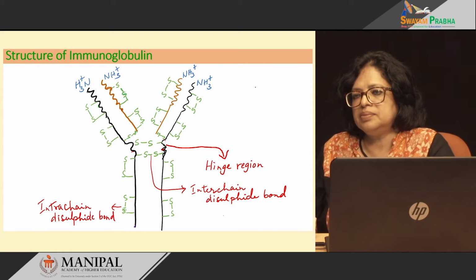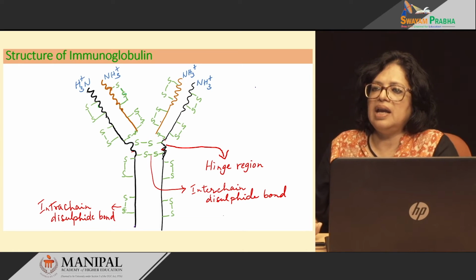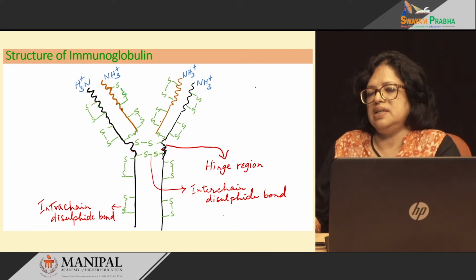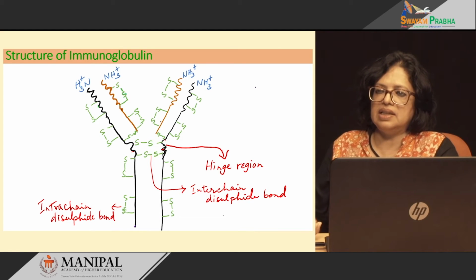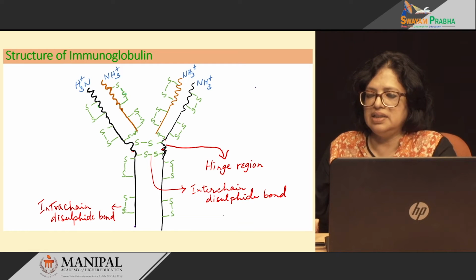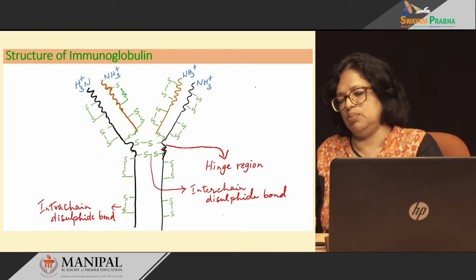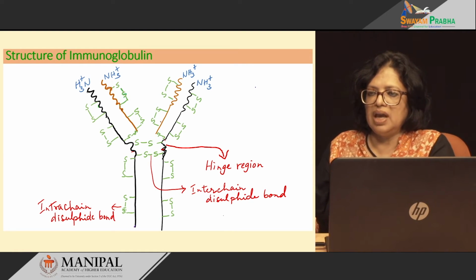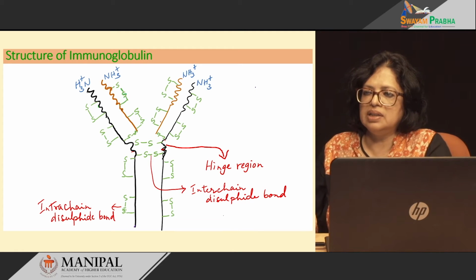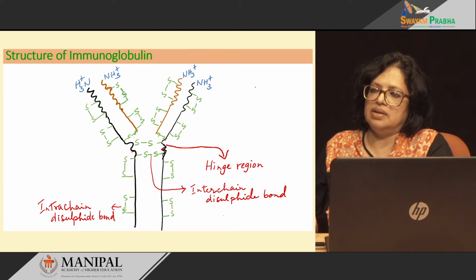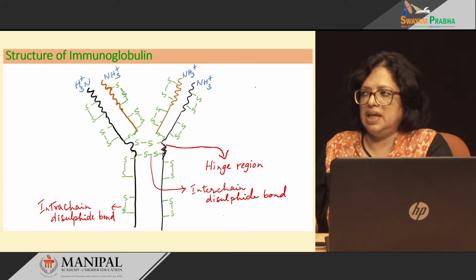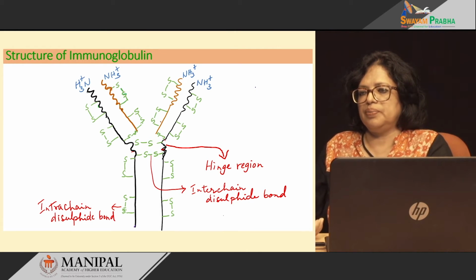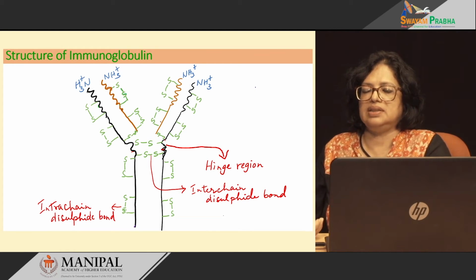In between the heavy chain and the light chain you also see some SS bonds. These are again disulfide bonds, the interchain disulfide bonds which link the heavy chain with the light chain. We also have an interchain disulfide bond in the hinge region between the 2 heavy chain molecules. So, there are a number of ways by which the immunoglobulin structure is stabilized.